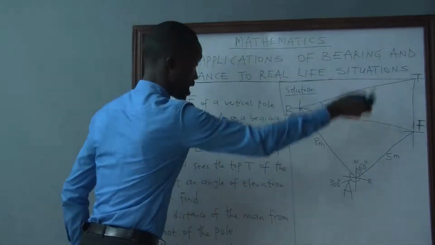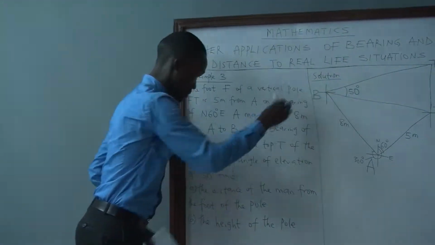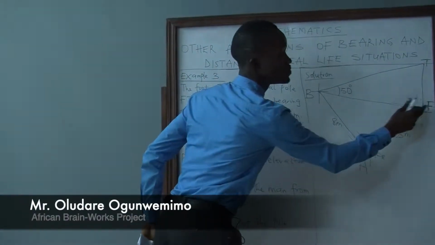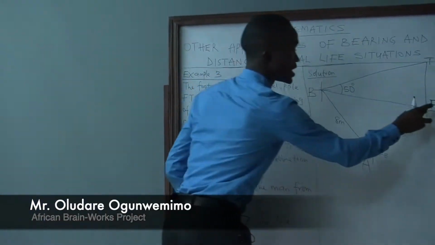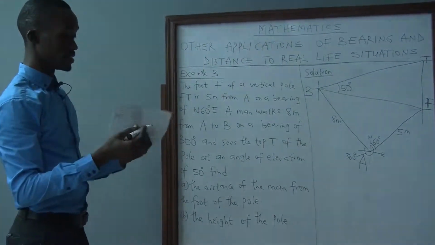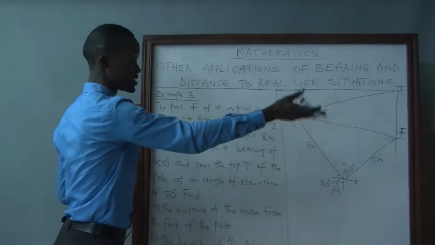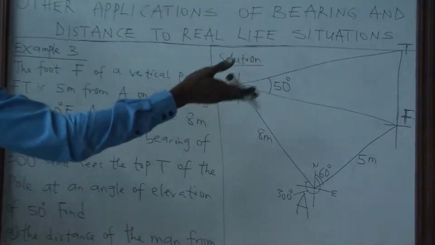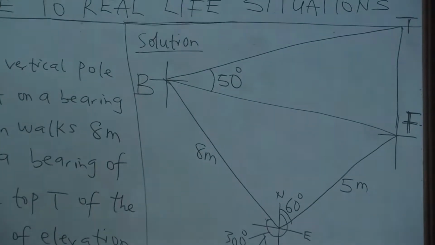So we have this. Now the question says we should calculate the distance of the man. This is where the man is. Calculate the distance of the man from the foot of the pole, that is from this place to this place. That's the first thing. And the second question says the height of the pole. Then we get the distance from this F to this T. That's the task that we have there. So from here we need to get the necessary angles. After getting the necessary angles, that is when we now know the rule that we are going to use to solve the questions that they are asking us.